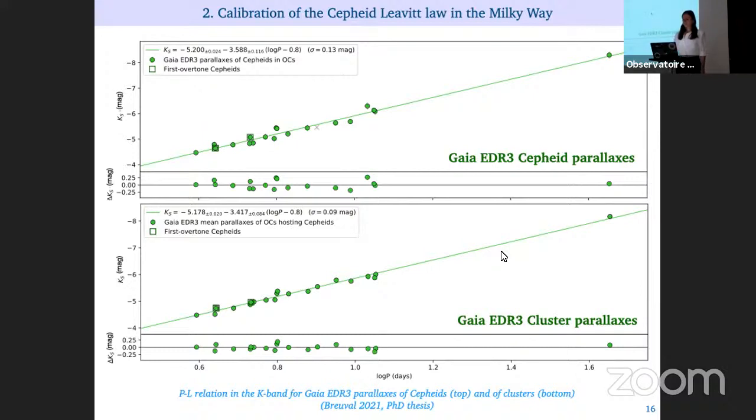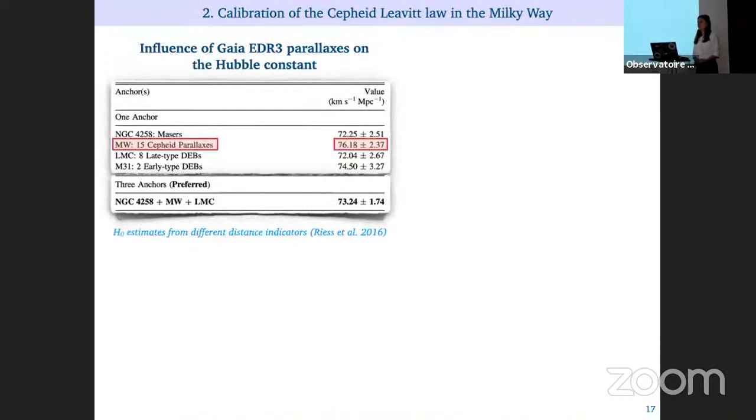Then I wanted to analyze the impact of this sample of Gaia parallaxes on the Hubble constant. This is a table taken from Riess 2016, which gives different H0 values from different distance indicators, from masers, from Cepheid parallaxes, and from eclipsing binaries. And they combined all of them into an average value of 73. So I'm just interested in the one from Cepheid parallaxes, which is 76. It's a bit higher than other distance indicators. And these parallaxes were from HST and Hipparcos.